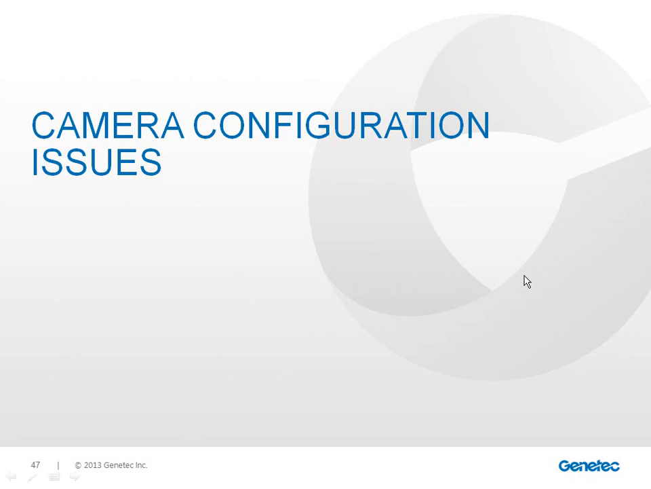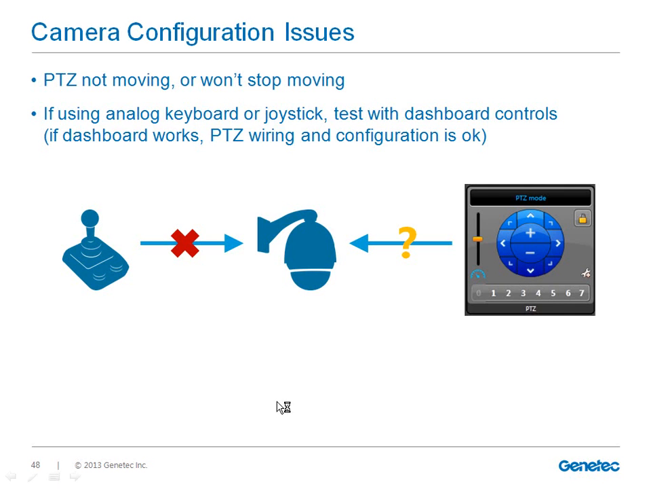Alright, so just as a quick topic, let's have a look at a couple of camera configuration issues. First, we'll have a look at what you can check in the configuration if you have a problem with the PTZ, such as if it won't move or it won't stop moving. So the first thing to consider when a PTZ camera is not moving is the type of input device or method we're using to try to move the PTZ.